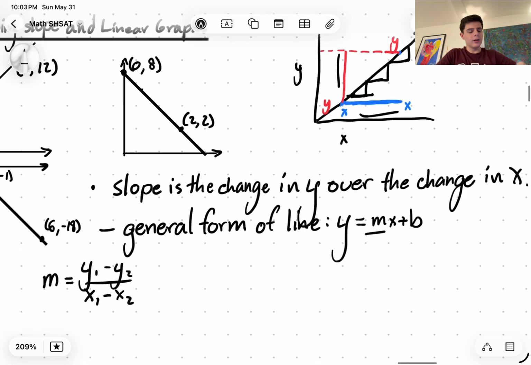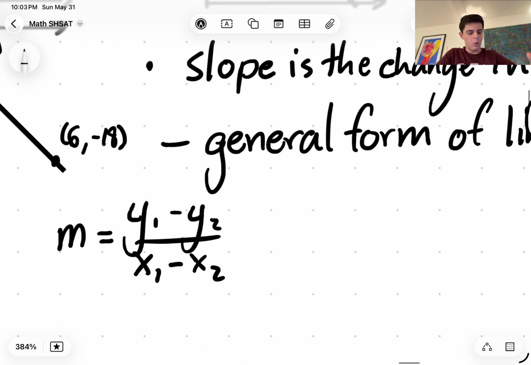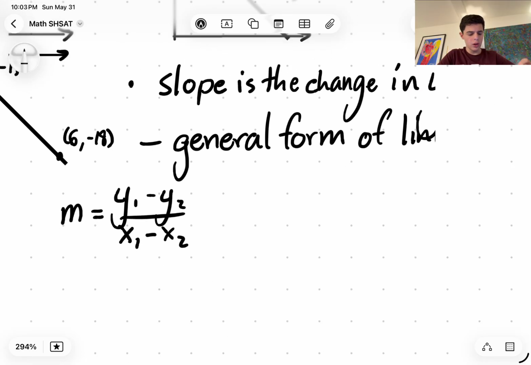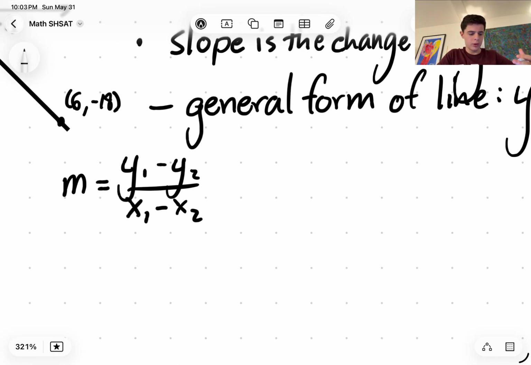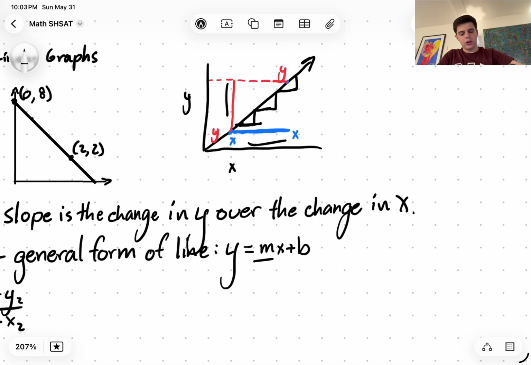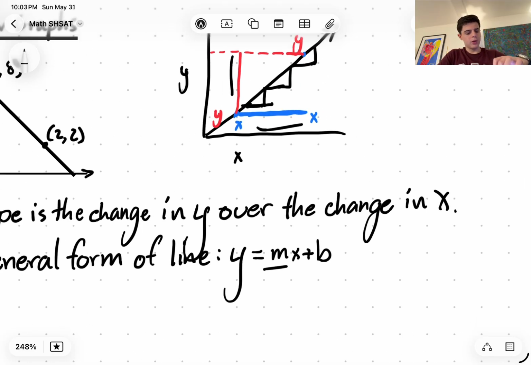And so the way we calculate our slope is by doing y1 minus y2 over x1 minus x2 when we get two coordinate points, basically. And I just showed that up here. So that will give us our slope.